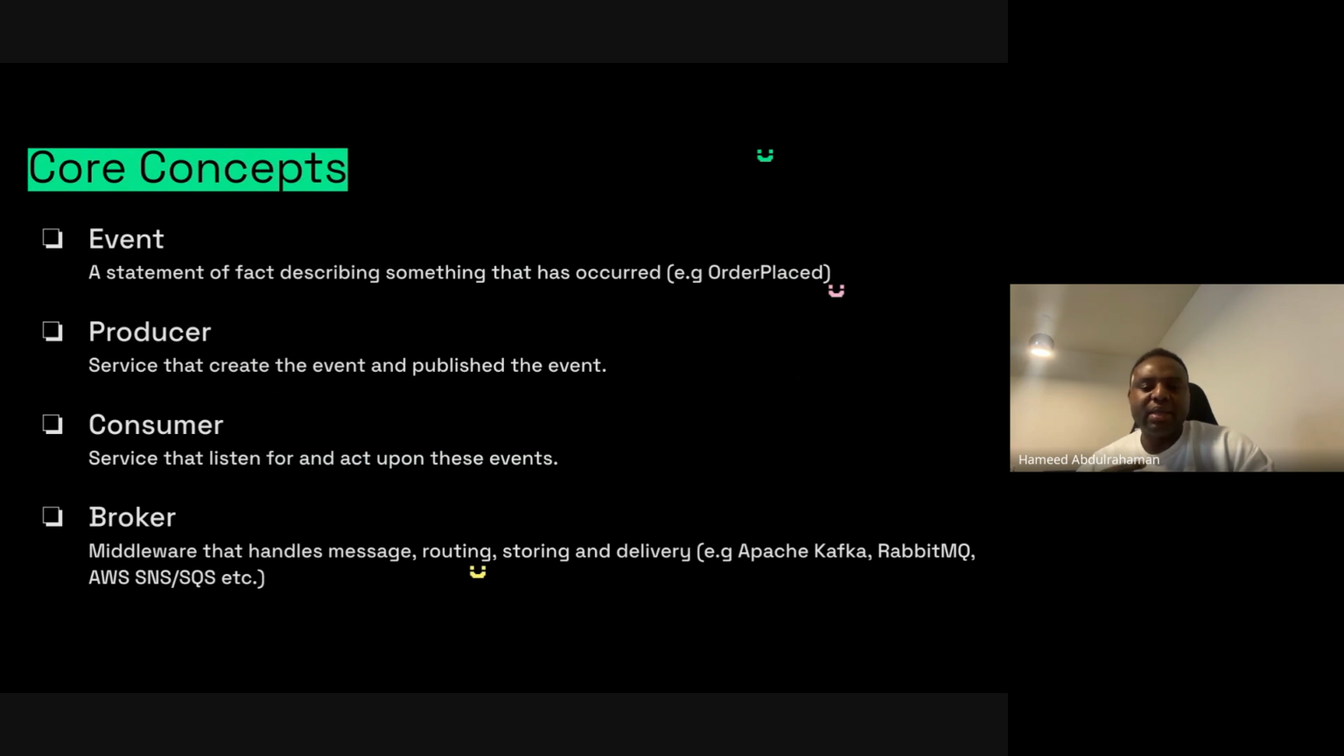And how are these events generated? The events are generated by the producer. The producer is the service that creates the event for the consumers to get.